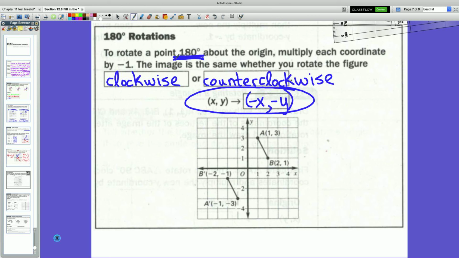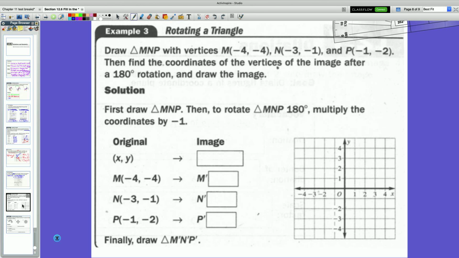So make sure you have that marked in your notes so it pops out because you're going to need that as well. So let's try one. That's 180. It says draw triangle MNP with those vertices. Okay, so M is at -4, -4. There we go. N is at -3, -1. And P is at -1, -2. That's P. Connect the dots. There we go. Okay. It's 180 degrees. So our original (x, y) goes to (-x, -y).